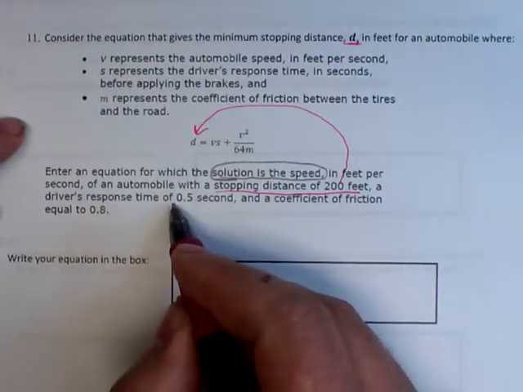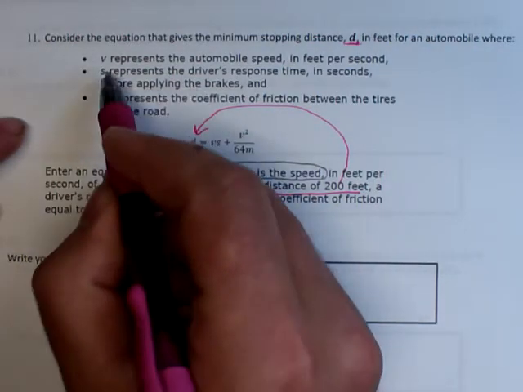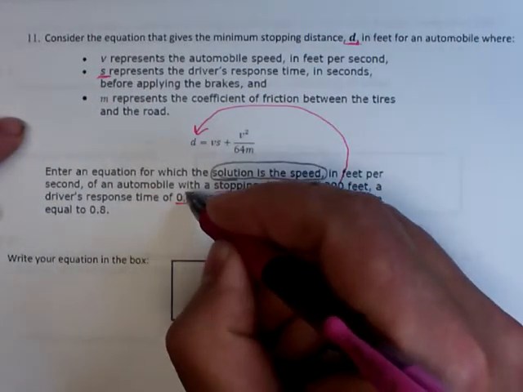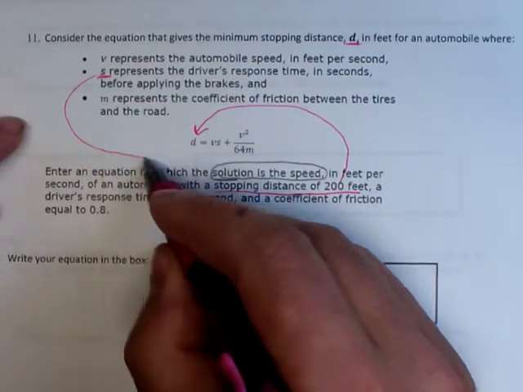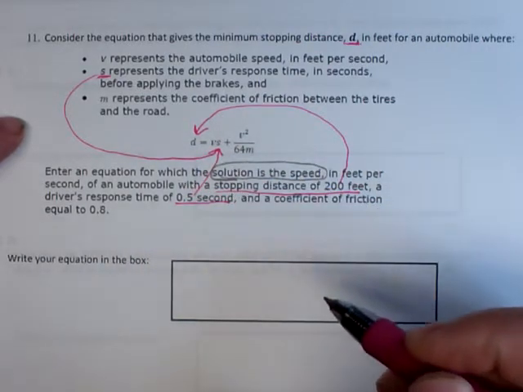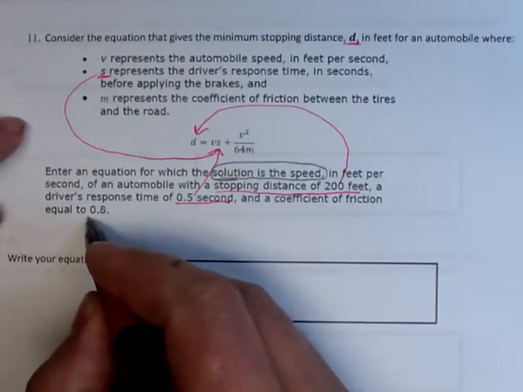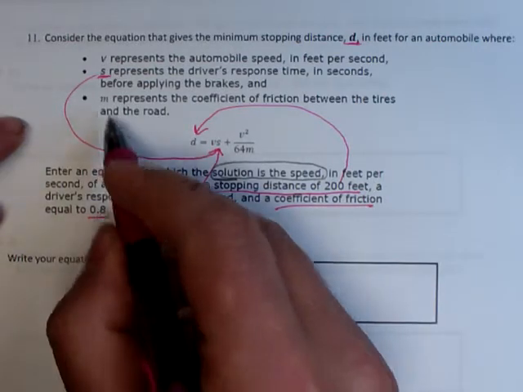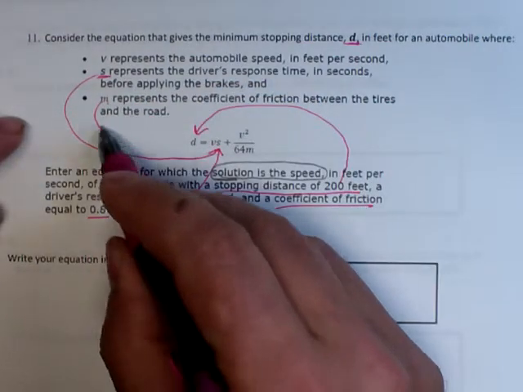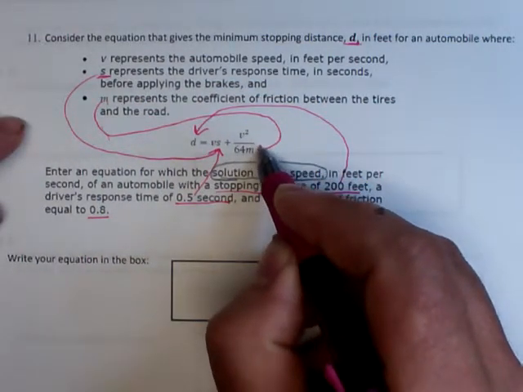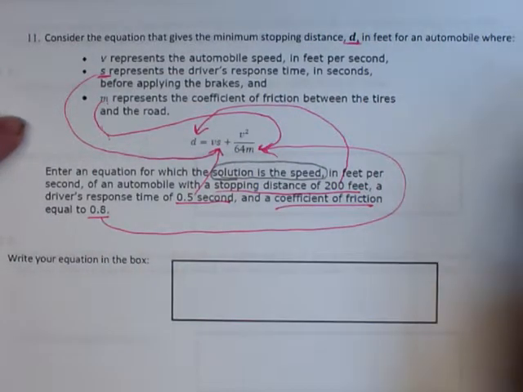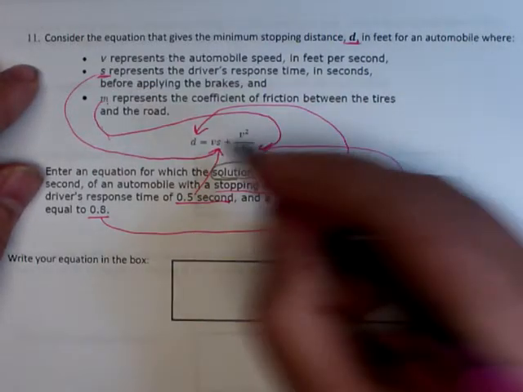Driver's response time of 0.5 seconds. S represents the driver's response time. So this 0.5 is going to go in for S. And then coefficient of friction is equal to 0.8. M represents the coefficient of friction. So that is a lot of lines here, but that's that. And so this is the 0.8 that's going to go in there. Okay, so D is the 200.